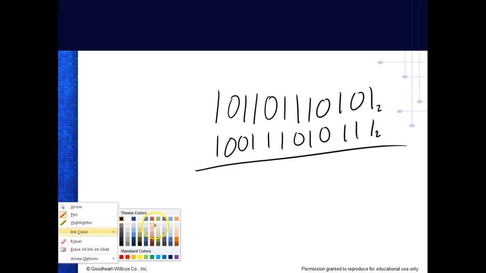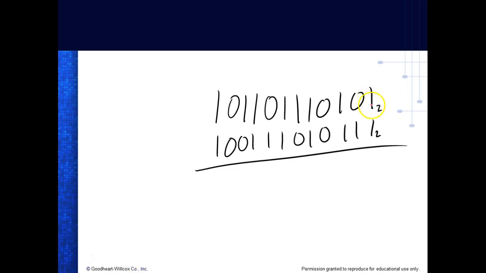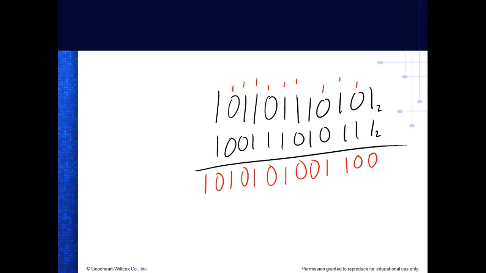So let's do this in a different color so y'all can make sure y'all see this. 1 plus 1, 0 with a carry of 1. 0 with a carry of 1. 1 with a carry of 1. 1. 0 with a carry of 1. 0 with a carry of 1. 1 with a carry of 1. You just write down a 2.